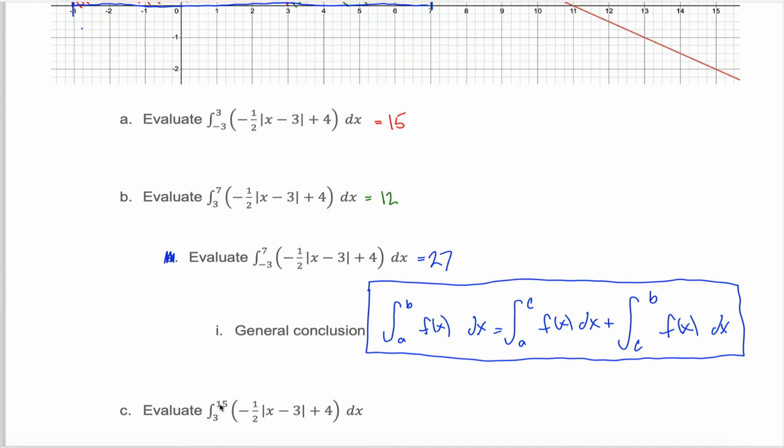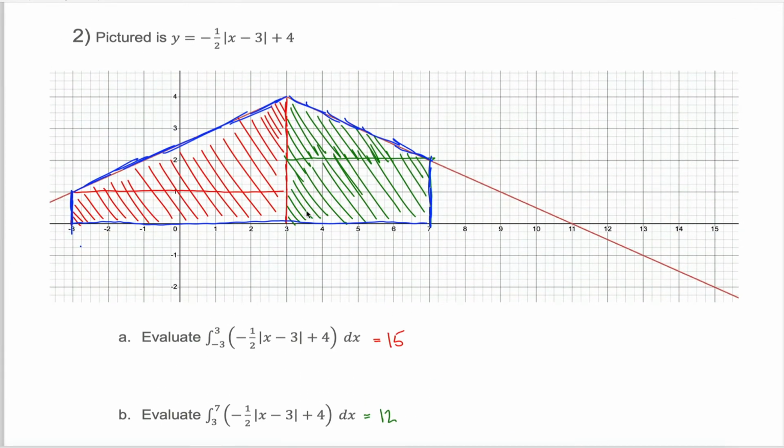Evaluate the integral from 3 to 15 of negative 1/2 times the absolute value of x minus 3, plus 4. Okay, it's the same curve from 3 to 15. Let's go up here to our picture. We now want our left endpoint to be over here at 3. I'll try to reuse this picture a little bit. So we're ignoring the stuff in red. We want all this stuff in green, but we want to go really far all the way over here to 15.